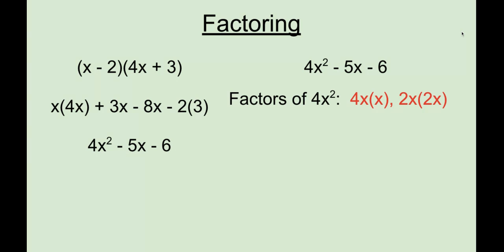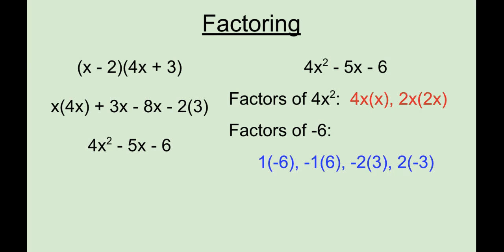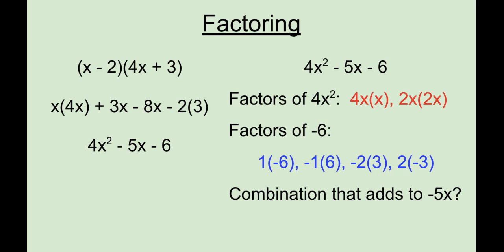Okay, so if I do this, let's factor the first term, just like we did before. So 4x squared can either be 4x times x or 2x times 2x. Now let's factor the constant, so negative 6. Negative 6 can be 1 times negative 6, negative 1 times 6, negative 2 times 3, or 2 times negative 3. All right, so simple. We just factor first, factor last. Now we need a combination of the red and the blue, right, multiplied together, that adds up to this negative 5x. That's what we're looking for.